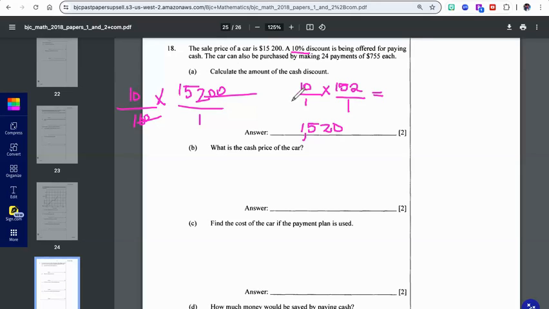Okay, so calculate the amount of the cash discount. The cash discount is this. It says, number 2, what is the cash price of the car?